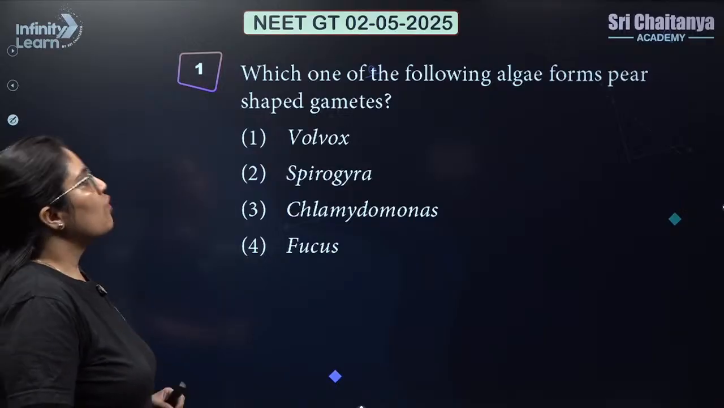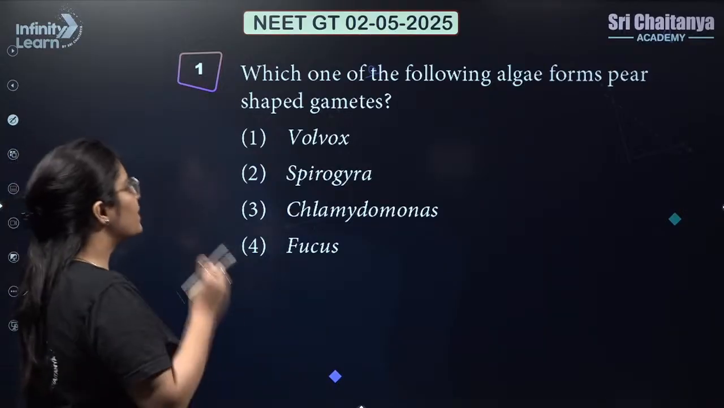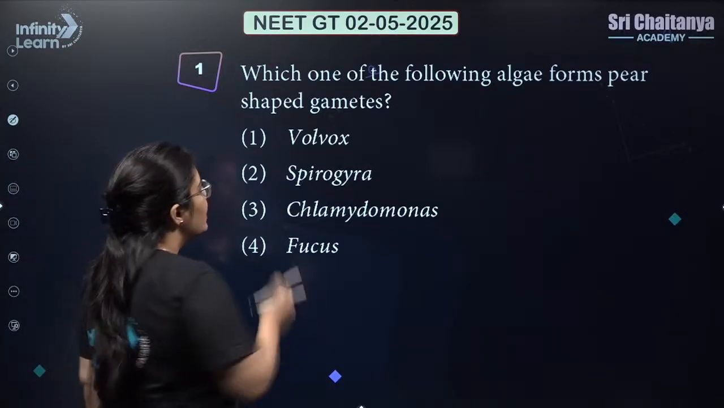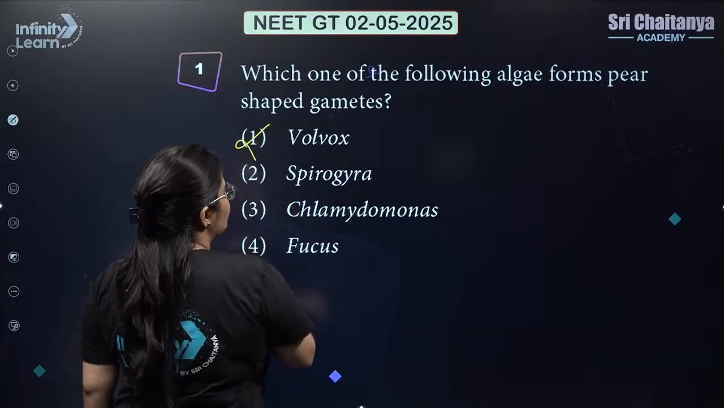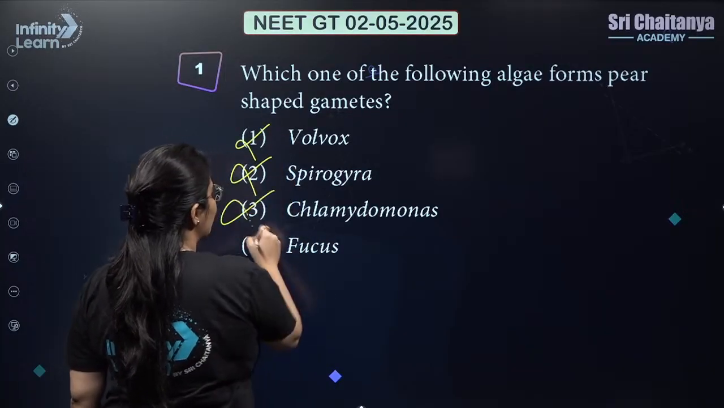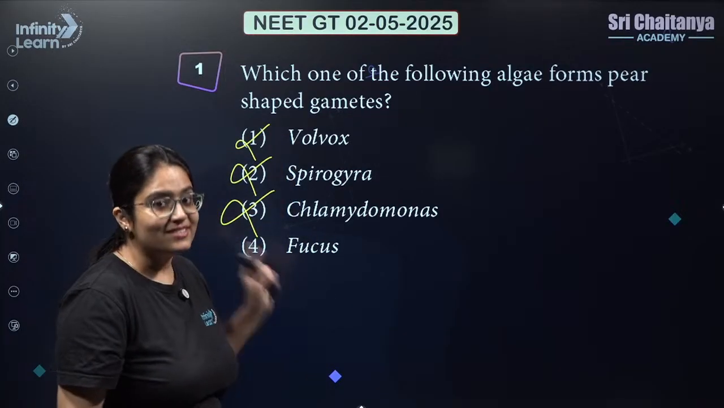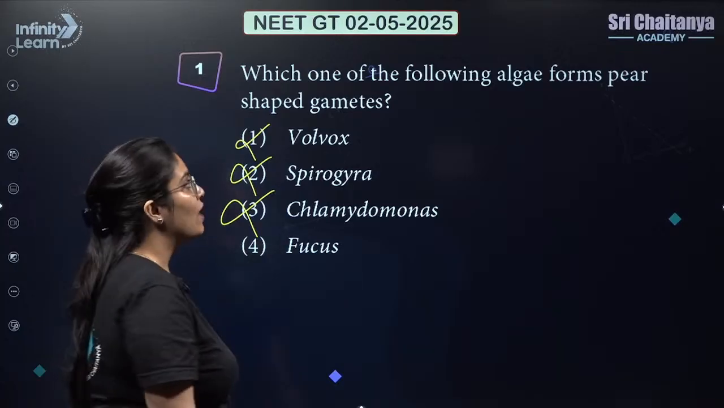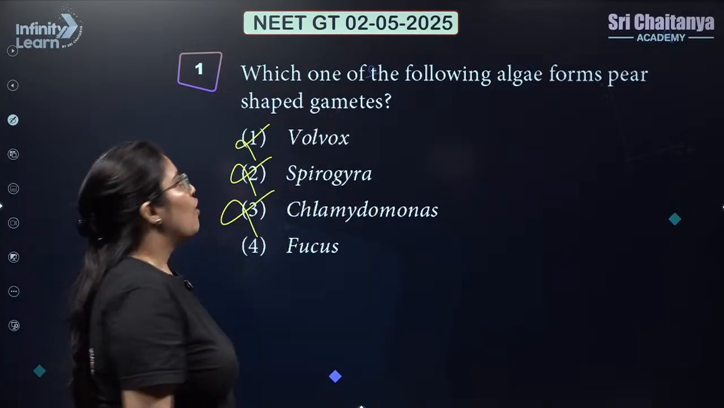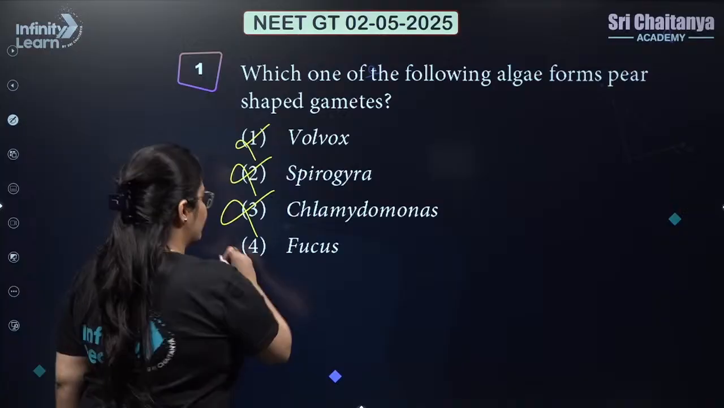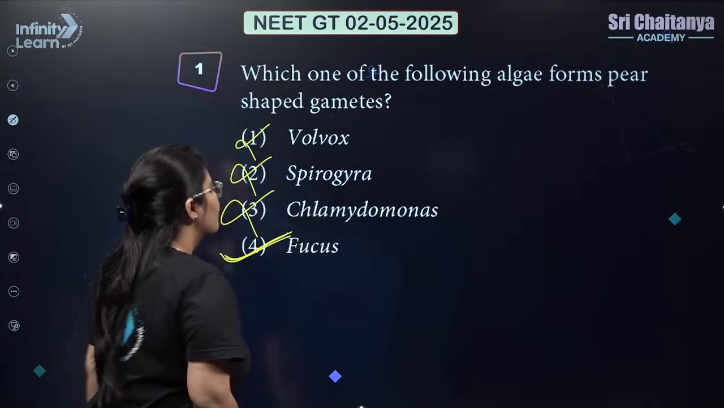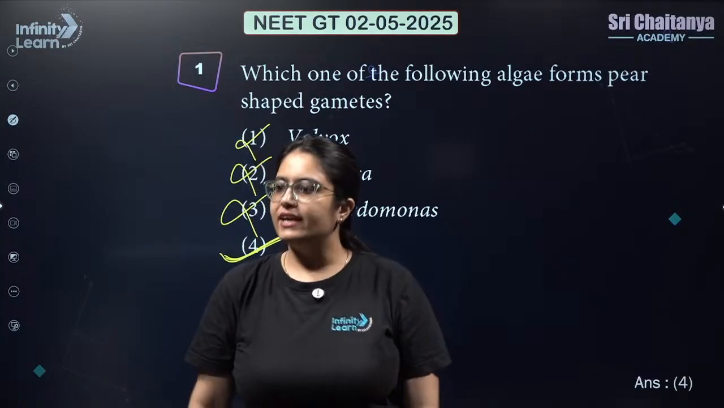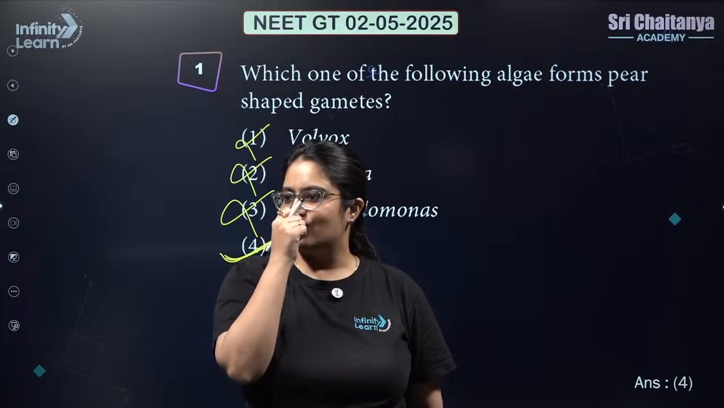Which one of the following algae forms pear-shaped gametes? Is it Volvox? No. Spirogyra? No. Chlamydomonas? No. Fucus? Yes, because it is the brown algae which form pear-shaped gametes. Very good. Answer is 4, Fucus. Clear, guys? Very good. Yes, option is 4.